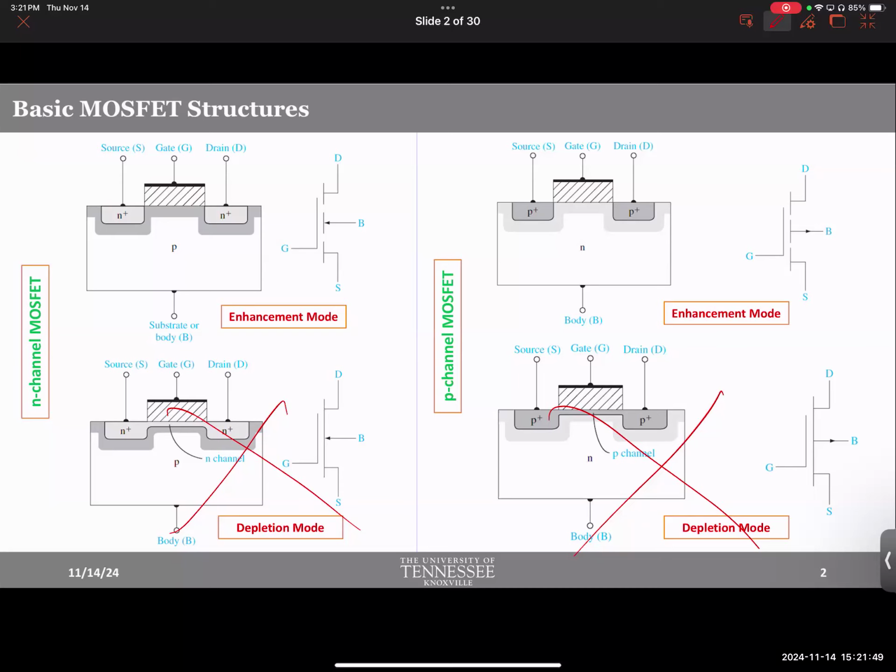Can anybody try to take a stab at it? Why do we care about enhancement mode? Where it's always off, you have to do some work to turn it on, whereas you had a device which was always on, you just had to turn it off, right? Yes.